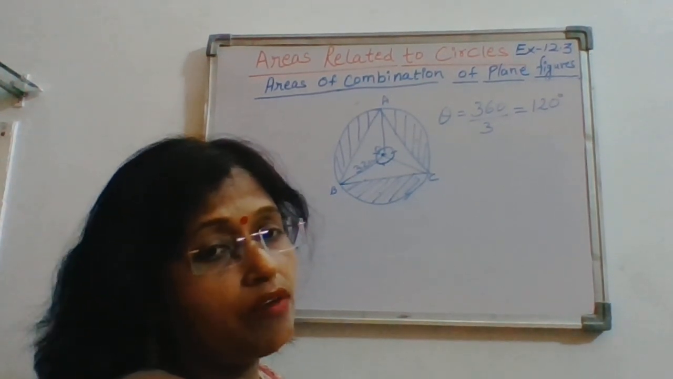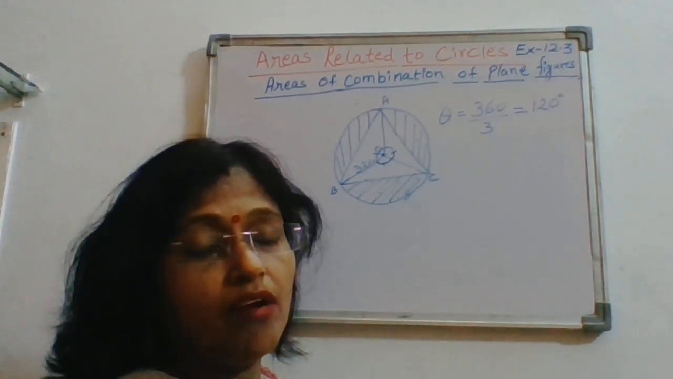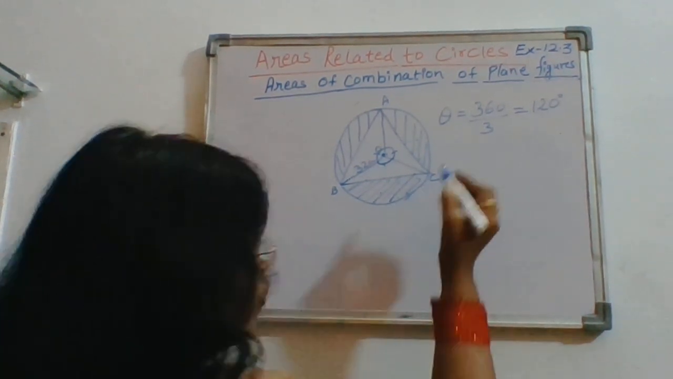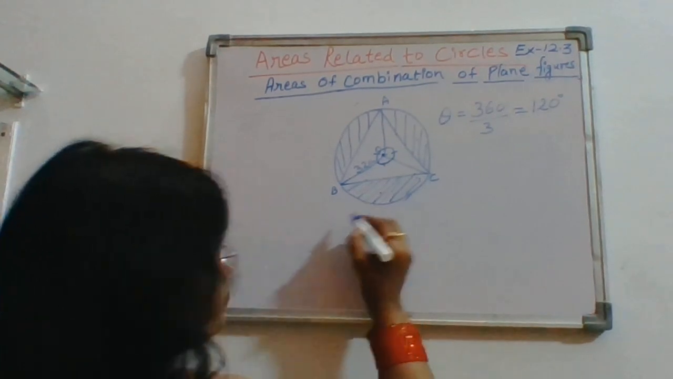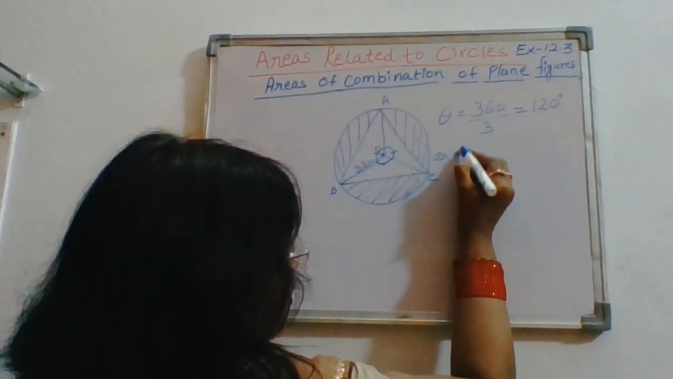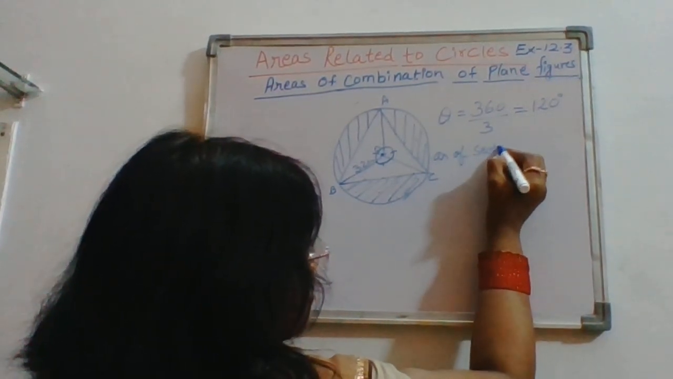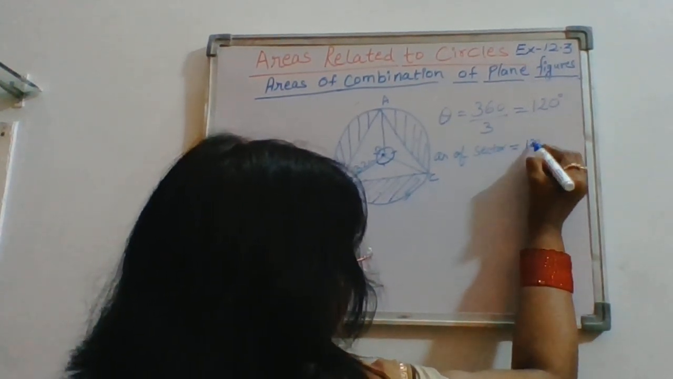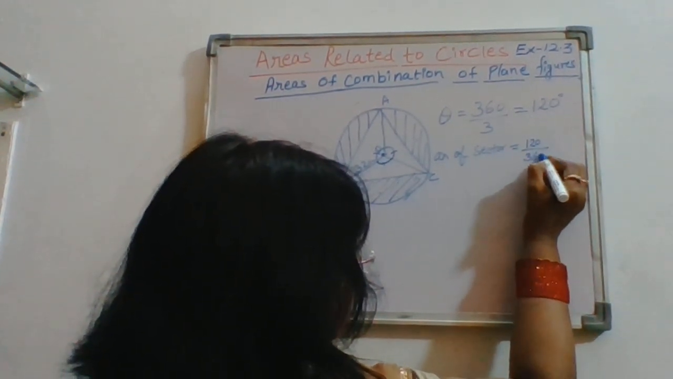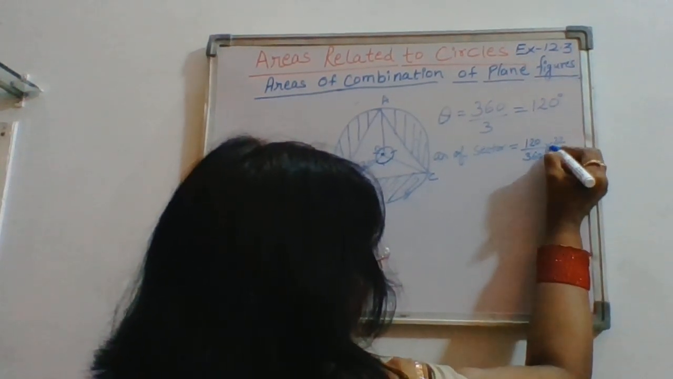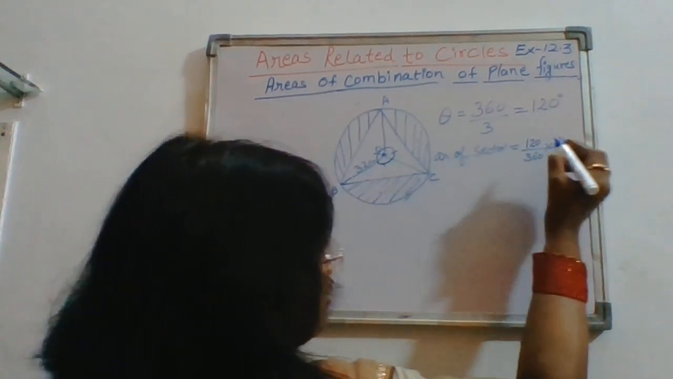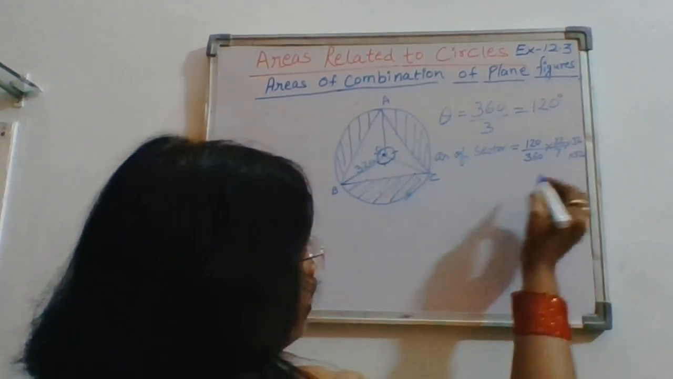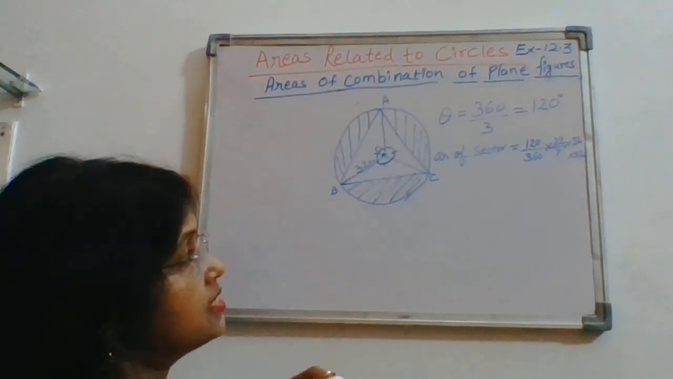Now area of the segment will be equal to area of the sector minus area of the triangle. So what will be the area of the sector? Area of sector will be equal to theta, that is 120 upon 360 into pi r square, 22 by 7, and radius is 32, 32 into 32. When you will calculate, you will get the area of the sector.